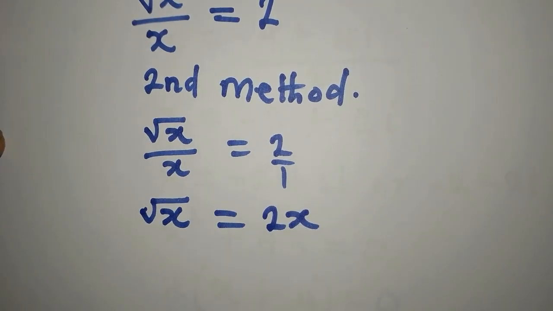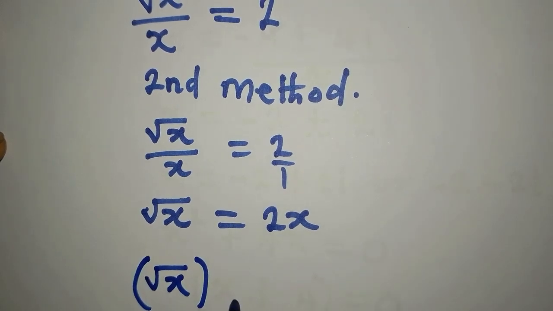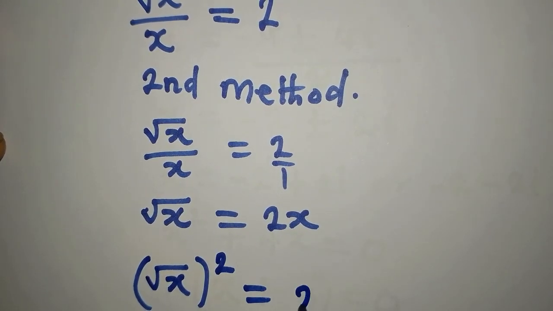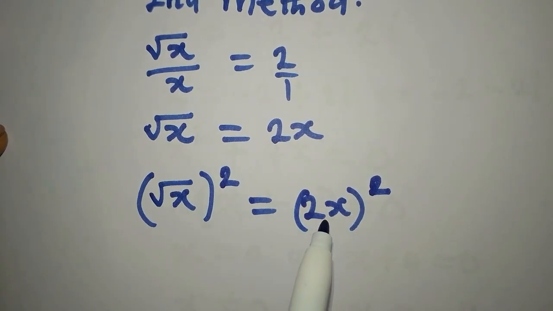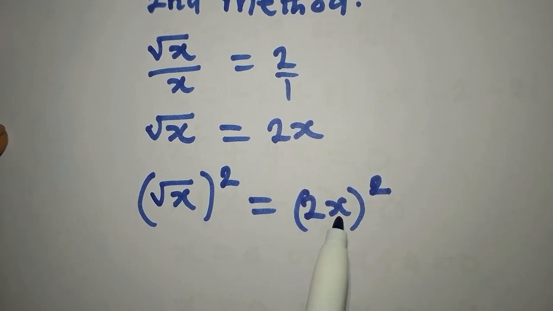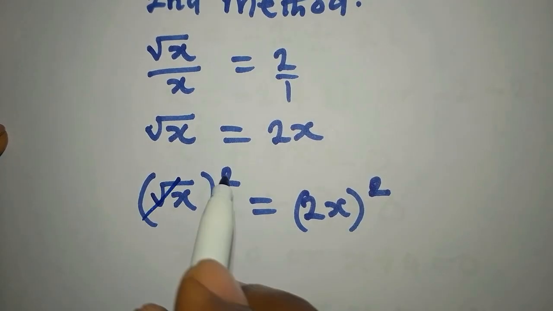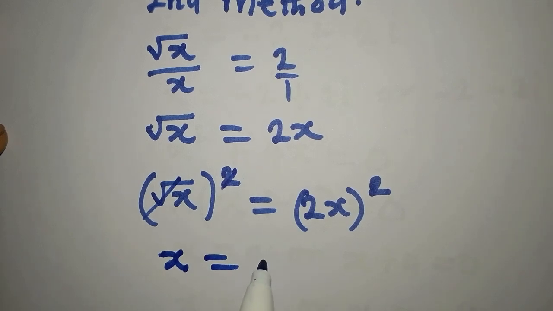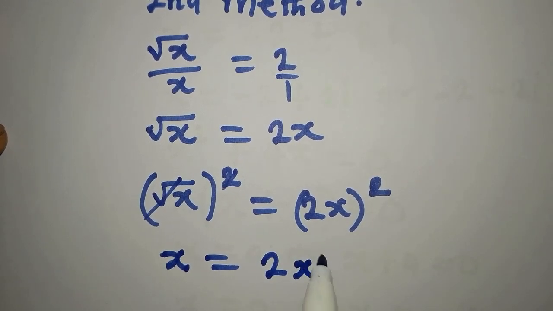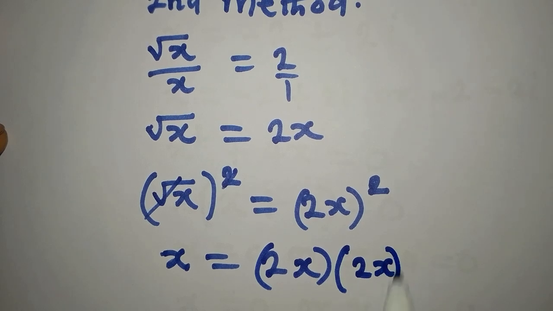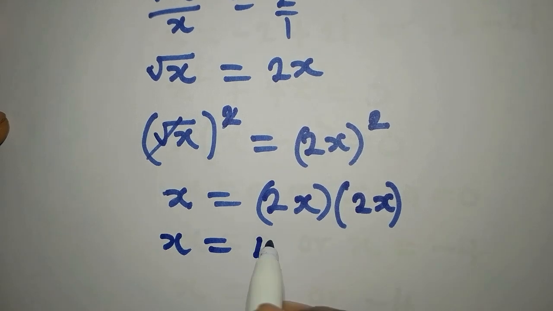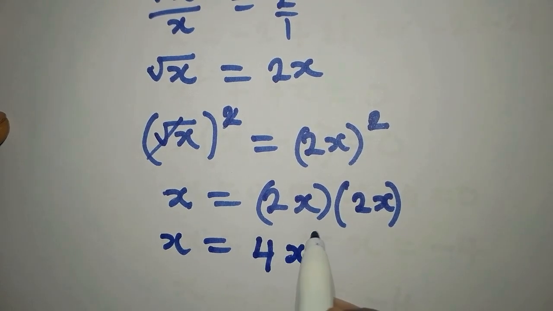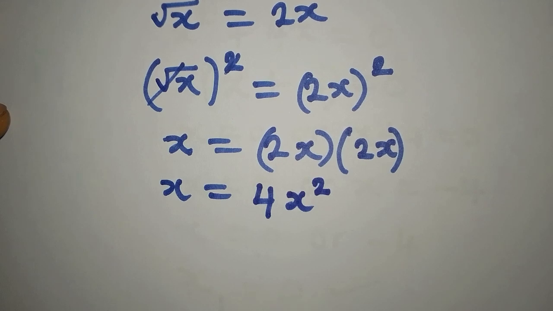Now the next thing is to remove the square root, and we remove square root by squaring. So this means that 2x in bracket will also be squared. If you fail to put this in bracket, it means that the power here is for the x alone. This will go with this, so that x is equal to 2x multiplied by 2x. This is what this means. Now x is equal to 2 times 2 is 4, then x times x is x squared. This is what we have, right?